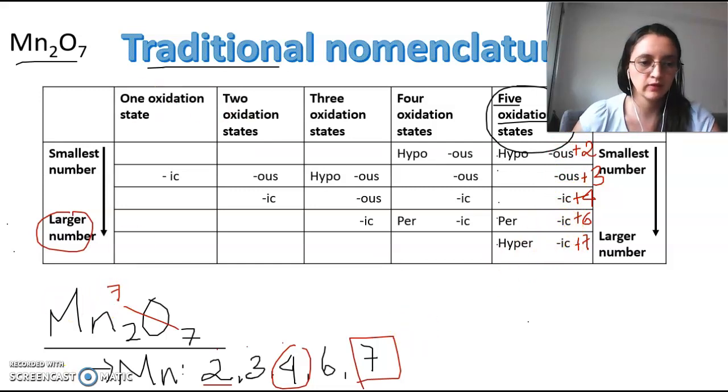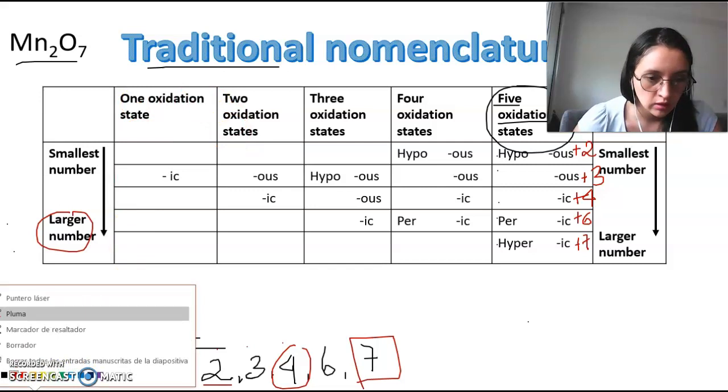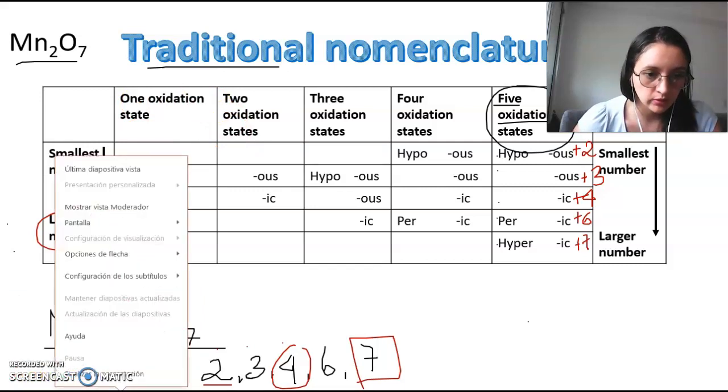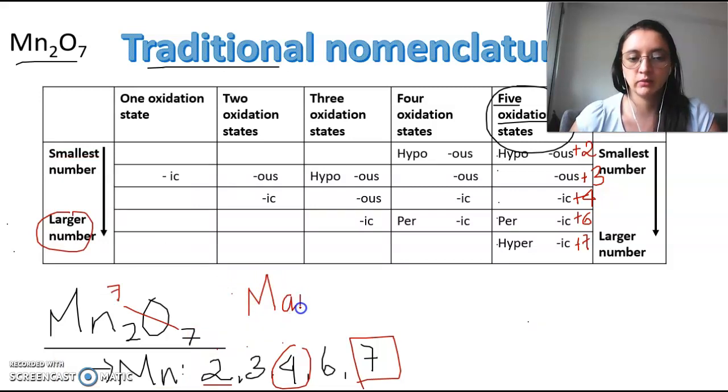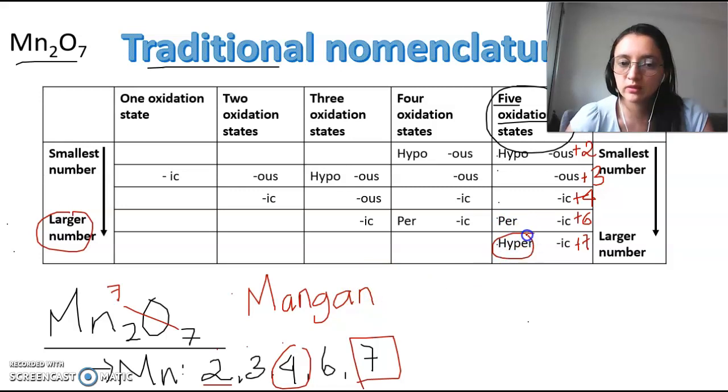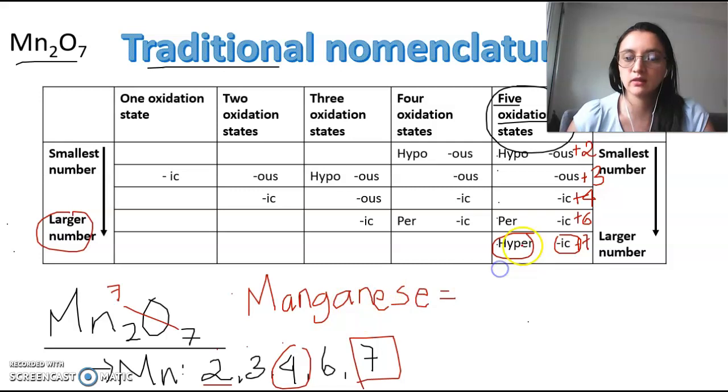So if I'm going to name the compound, I'm going to start with the name of the first element as usual. So in this case, manganese is the name of the element. However, it says in here that I have to use this prefix and this suffix. So the element is just manganese. If I use the prefixes and suffixes that I'm being told to use, then this is going to be turned into hypermanganic.